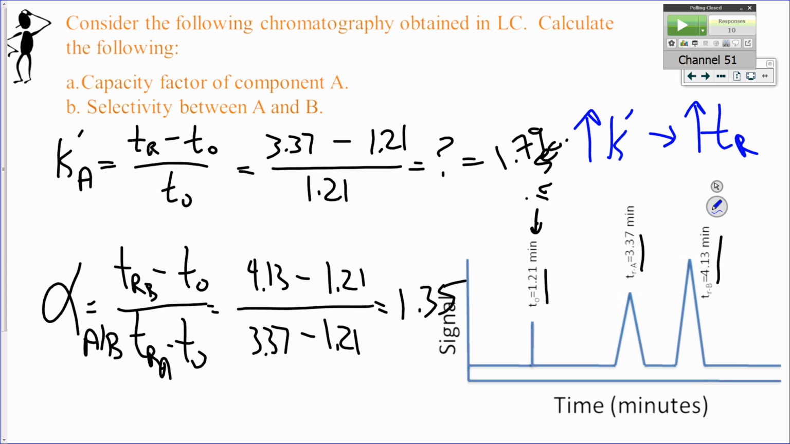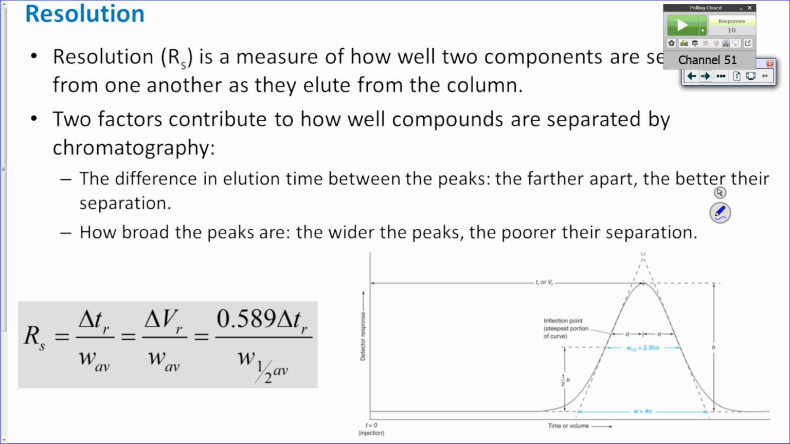The larger the selectivity, the greater the difference in retention times. Selectivity is a measure of how far these two things are apart from one another. And as selectivity approaches 1, those two things merge as a single peak. So selectivity of 1 means the two things are on top of each other. So the bigger that number is, the better. There's a limit to bigger is better.